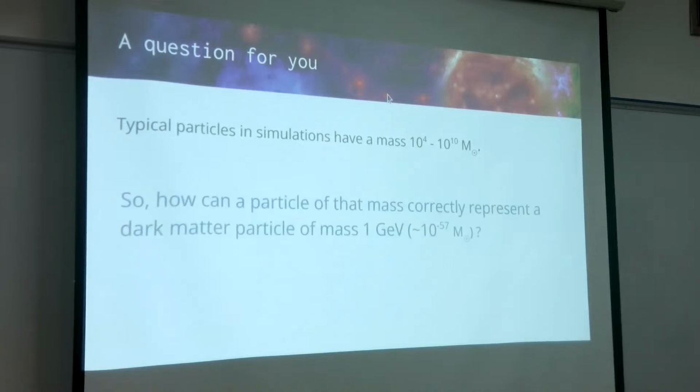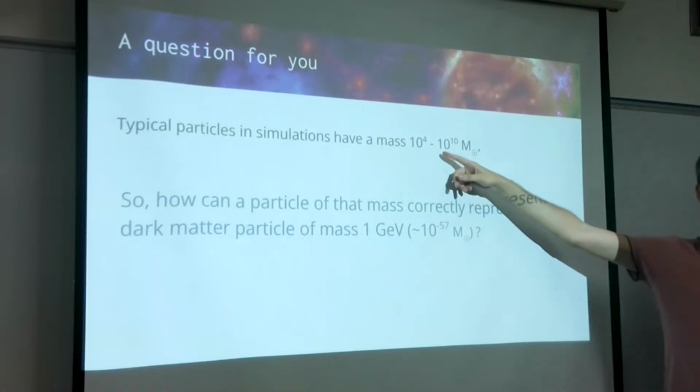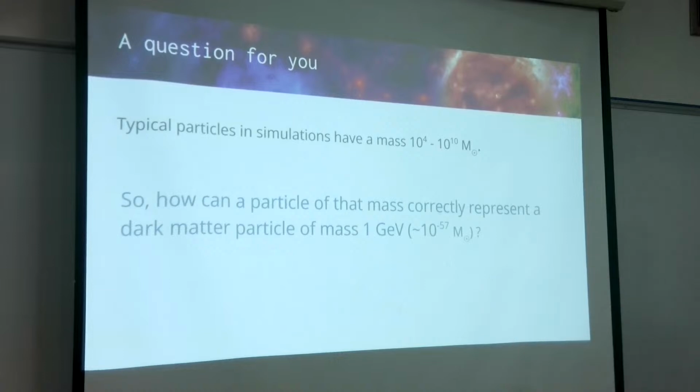Okay, so if you ask particle physicists what the dark matter particle is, they will tell you it's something with about a 1 GeV, giga-electron volt, mass, which if I turn this into astronomy units, is 10 to the minus 57 solar masses. So I have a number here which is say 10 to the 6, and this one is 10 to the minus 57. So I'm 63 orders of magnitude away from simulating dark matter.